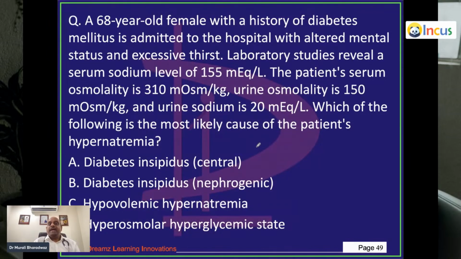Now, doctor, a 68-year-old female with a history of diabetes admitted with altered mental status. There is hypernatremia. Osmolarity is 310. Urine osmolarity is 150. Urine sodium is 20. What is the most likely cause?